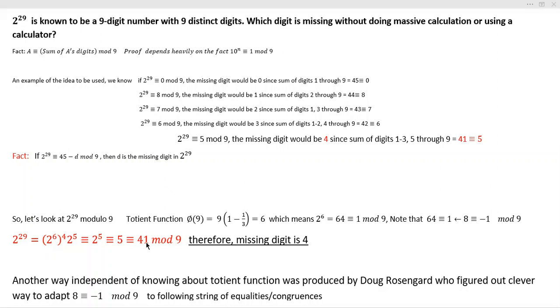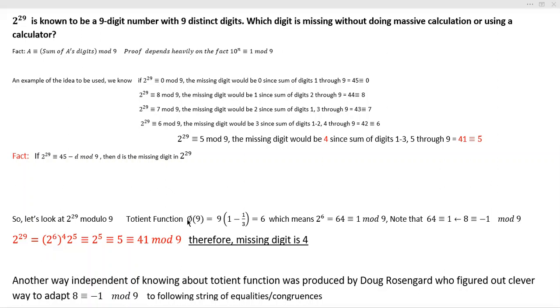And so 41, if you think about it, is congruent to 41. Well, the only way that could happen would be if 4 had been left out of the original 9 digits. 41 plus 4 is 45. So just like that, we see that the missing digit has to be 4.